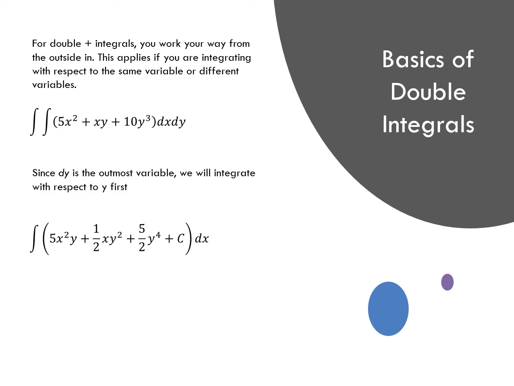So since we have y as the outermost variable, we're going to apply it to all of the things within there, and then we're not going to forget our plus c term because this is an indefinite integral, and we're going to be using that when we actually take this next integral. So now we're going to take the integral with respect to x, and then we get our final equation of f of xy. So for this, we're going to get 5/3 x to the third y plus 1/4 x squared y squared plus 5/2 x y to the fourth plus c times x plus d.